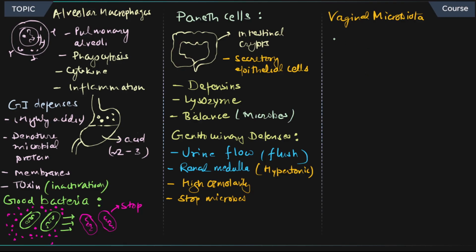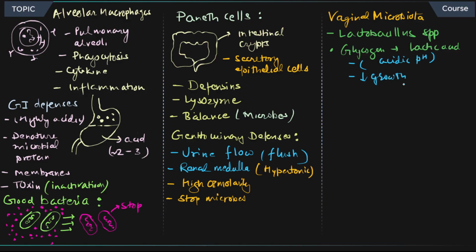Let's talk about vaginal microbiota. Vaginal microbiota includes Lactobacillus species. Lactobacillus acidophilus is the bacteria. What it does is convert glycogen to lactic acid. Because of that, you will have a highly acidic environment in the vaginal environment. You have low microbial growth because, as we discussed already, acidic pH is not a favorite environment for microbes.